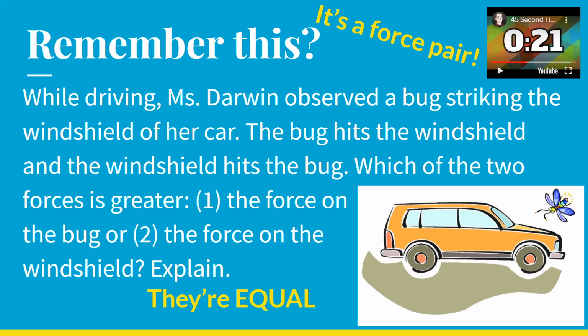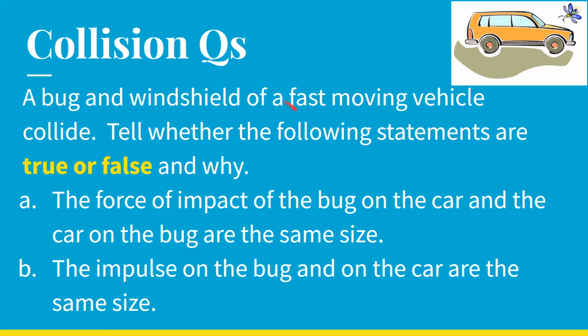What about some of these other things we just talked about? Okay, so now I have a couple of statements on my screen. There's a couple more on the next slide, and it's the same scenario, and it says to tell whether the following statements are true or false and why. A says the force of impact of the bug on the car and the car on the bug are the same size. We just said that was true. That's a force pair. Those forces are equal and opposite. They're the same size. But the second statement is talking about impulse. The impulse on the bug and on the car are the same size.